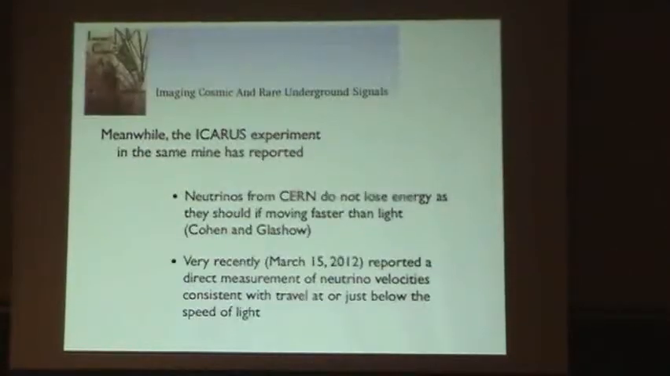But in the meantime, something else happened 2 weeks ago. The Icarus experiment, which is in the same mine as OPERA, looked at the same beam of neutrinos at the same time OPERA was making their measurement. They were collecting data, presumably to study neutrino oscillations and so on. Well, they made two measurements. The first thing they said was that the neutrinos weren't losing energy like they should if they were moving faster than light. But 2 weeks ago, they went back to the data and made time of flight measurements, and they found that the neutrino velocities were actually consistent with the speed of light. So the only measurement we have from this mine is from the Icarus experiment, and that measurement says neutrinos aren't superluminal. Okay, it's too bad.